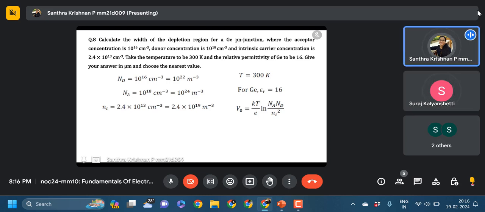So first you can try this one. It's a direct substitution, but we have to find out V naught. V naught is equal to KT divided by e, times ln of Na by ni square.